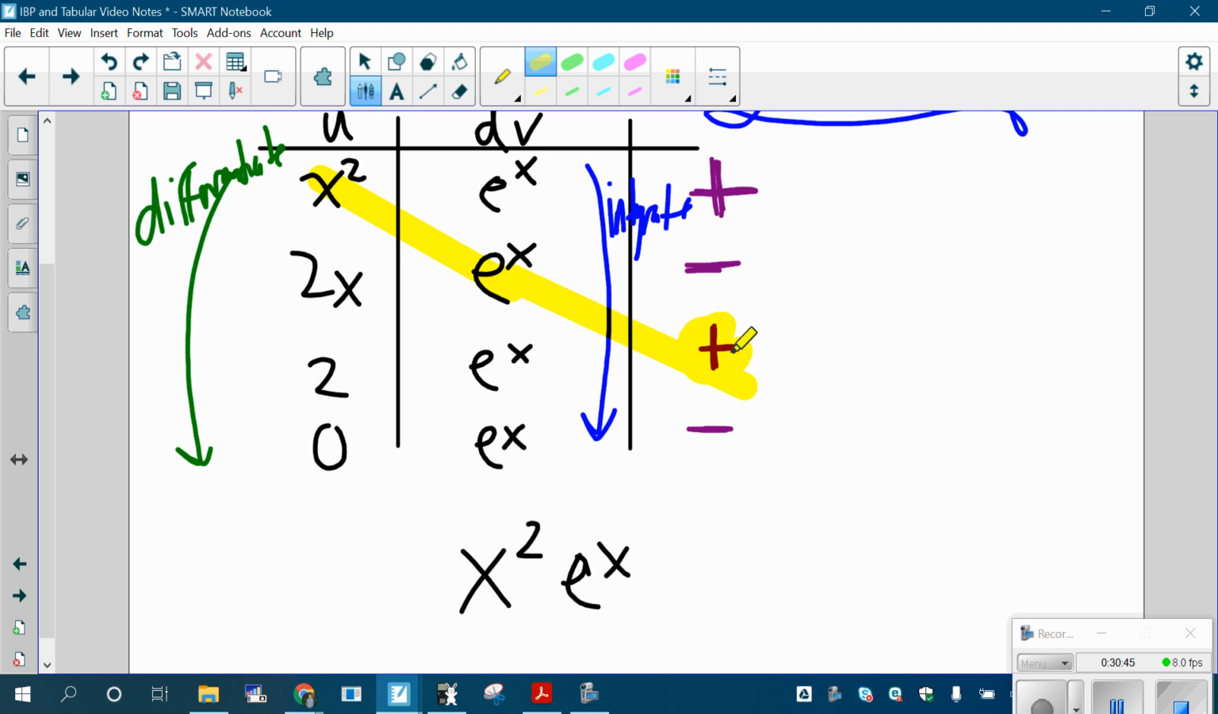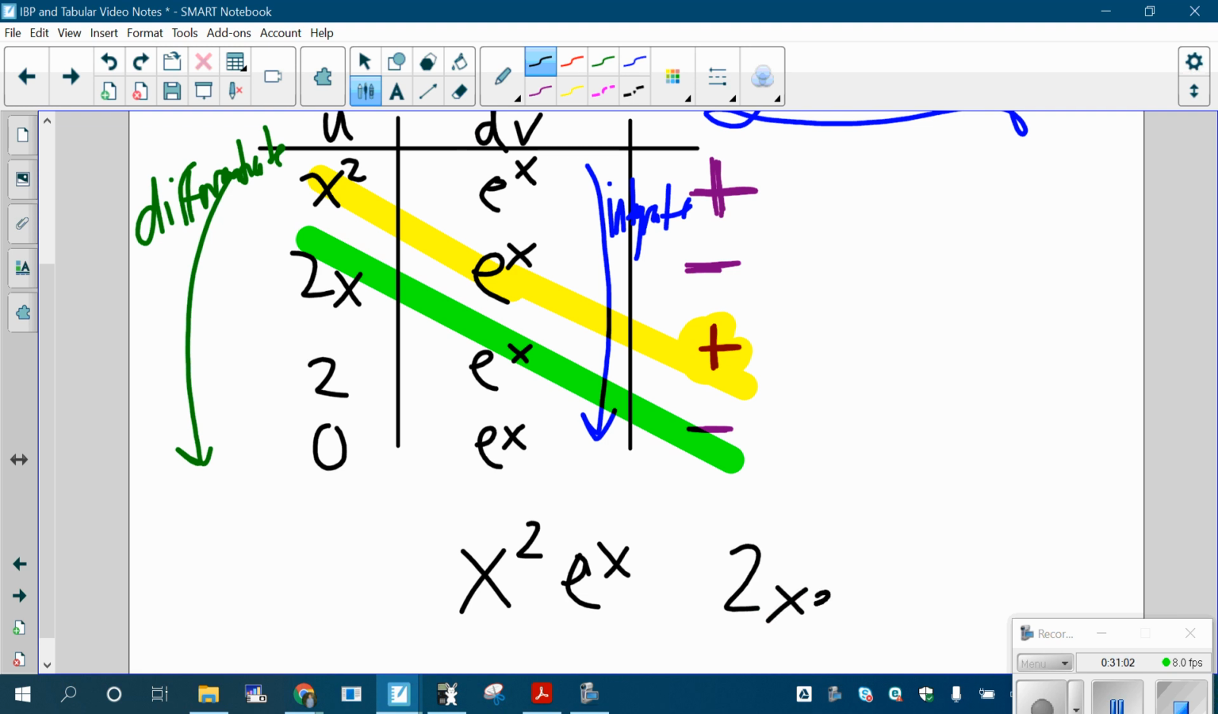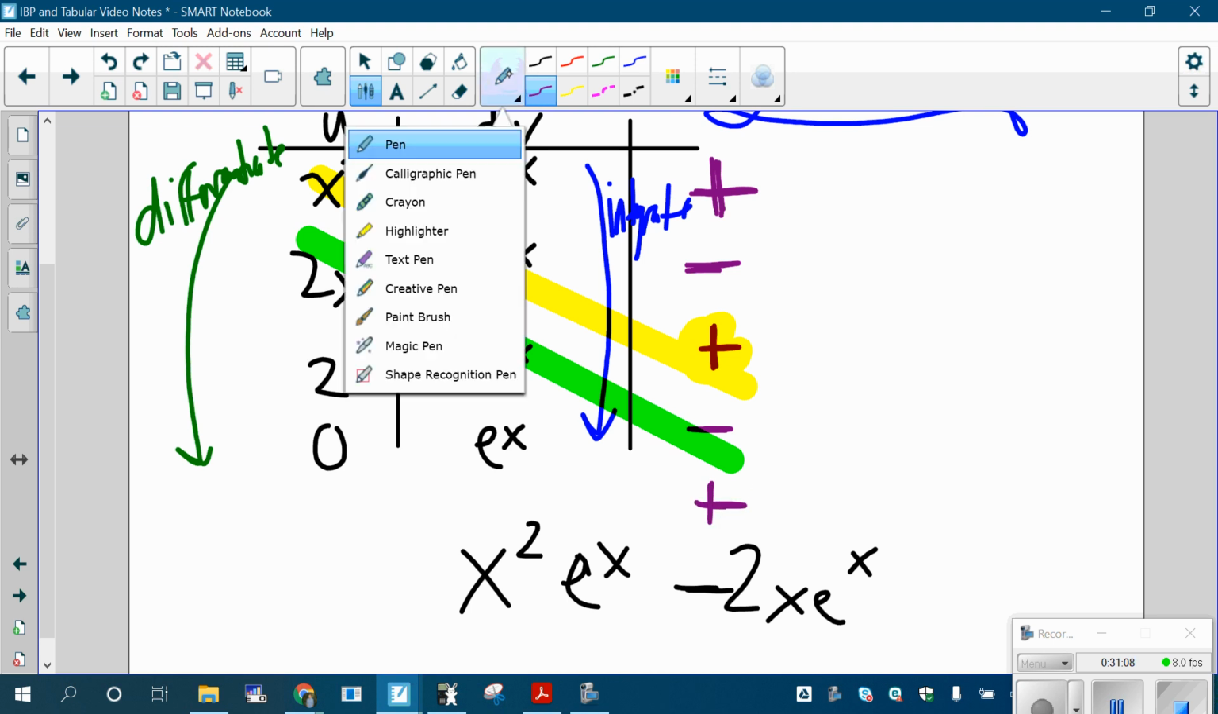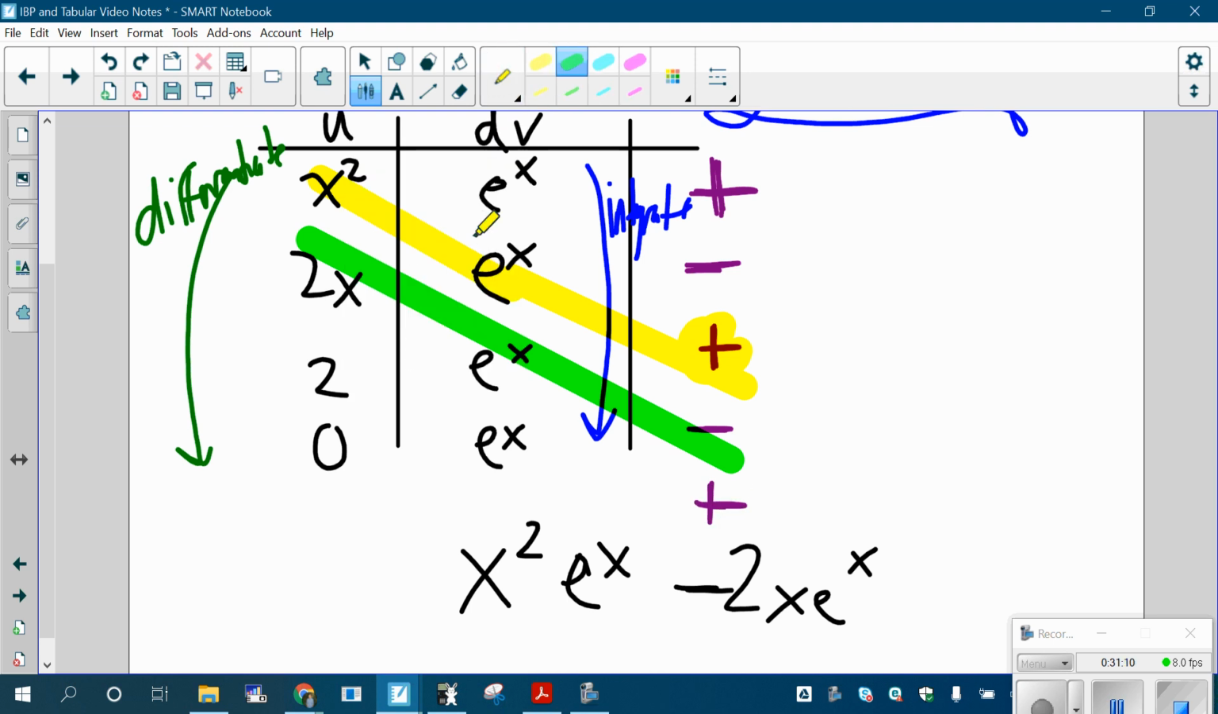That term is going to be positive. Okay. Next, I'm going to grab this one. My next term is 2x e to the x. That term is going to be negative. Okay? So my next term is 2x e to the x, but I'm going to subtract that next one. Sorry, just put a plus. Because the last term I'm going to grab is 2 e to the x, and that one's going to be positive.